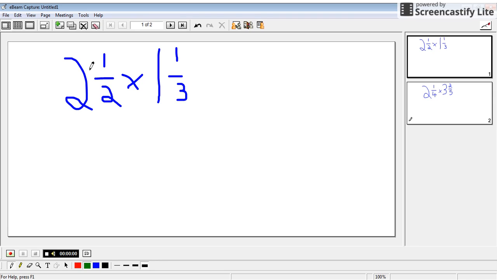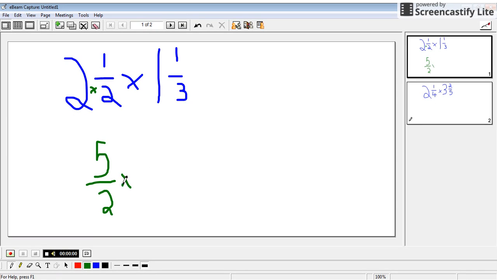So if I'm going to change 2 1/2 into an improper fraction, I take my big number on the outside, in this case 2, and I'm going to multiply it by my denominator right here. So I know 2 times 2 is 4, and then I add my numerator to that. So in that case, it is 5. And that is my numerator, and my denominator stays the same, in this case 2. So 2 1/2 is actually 5 halves.